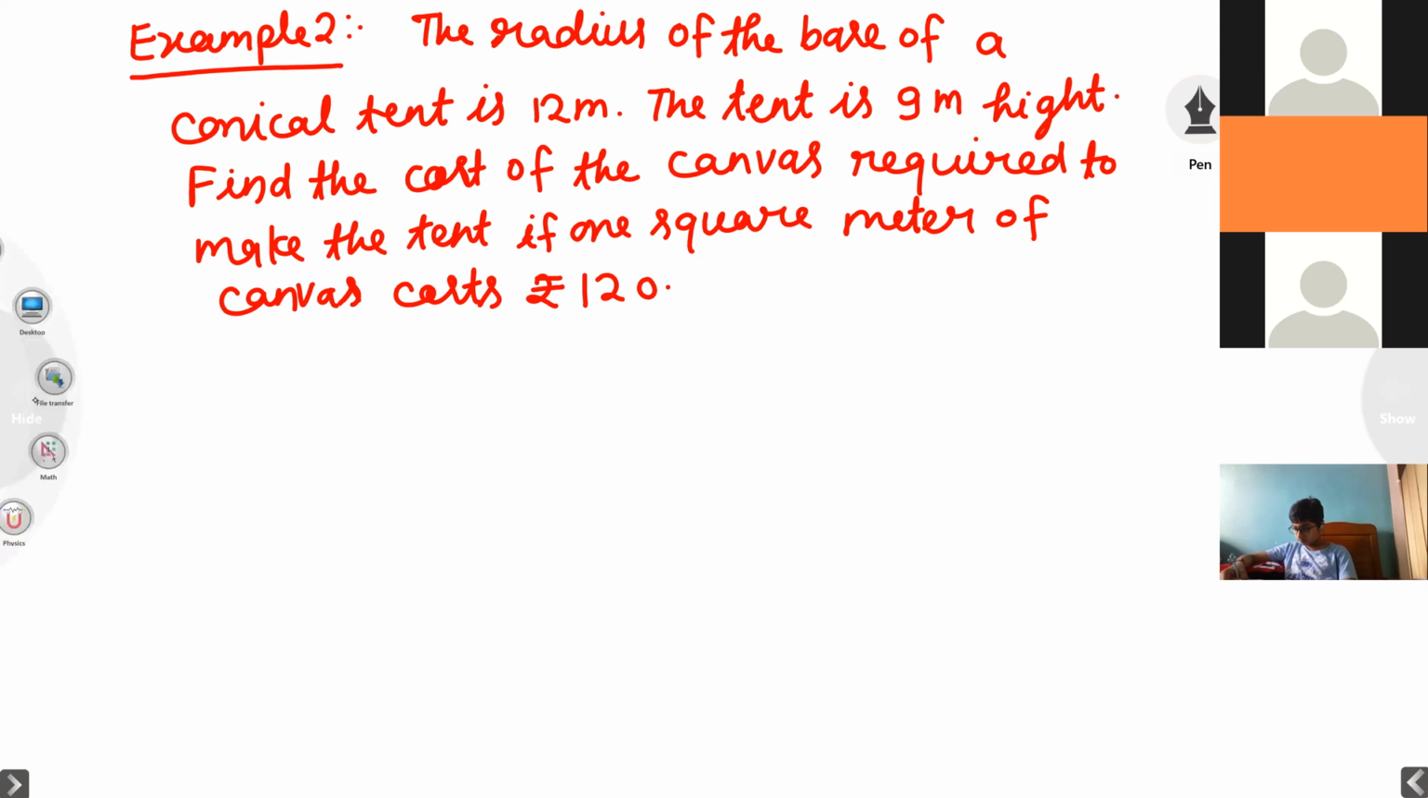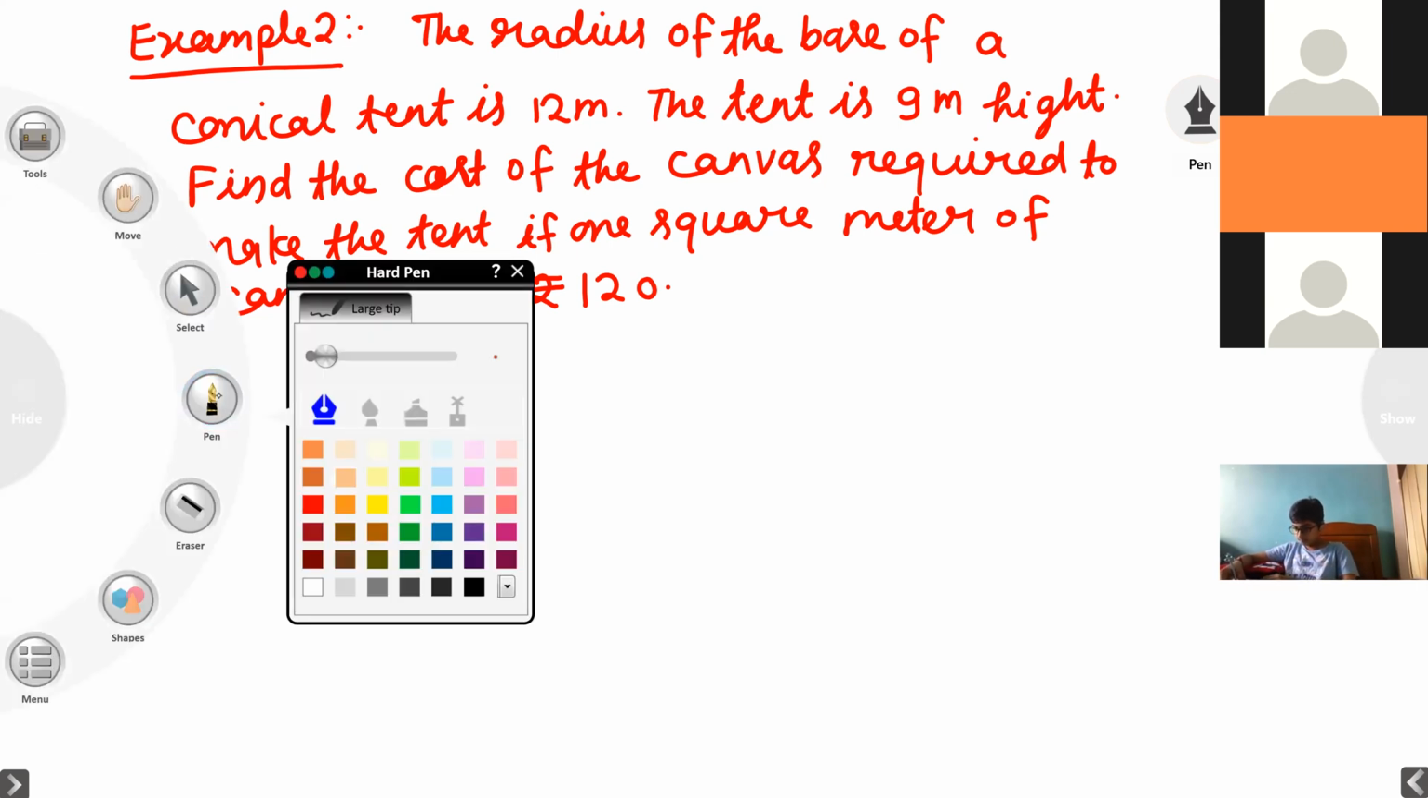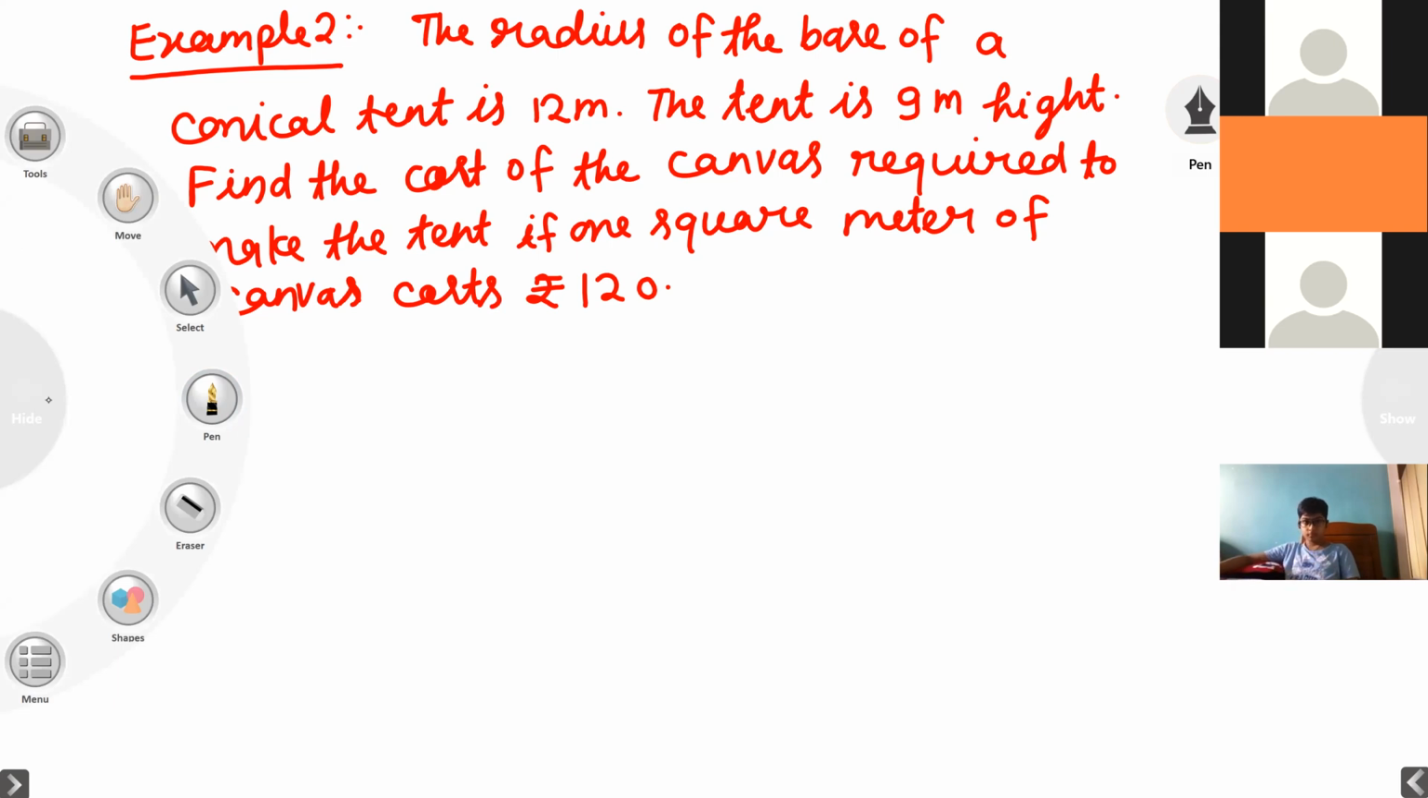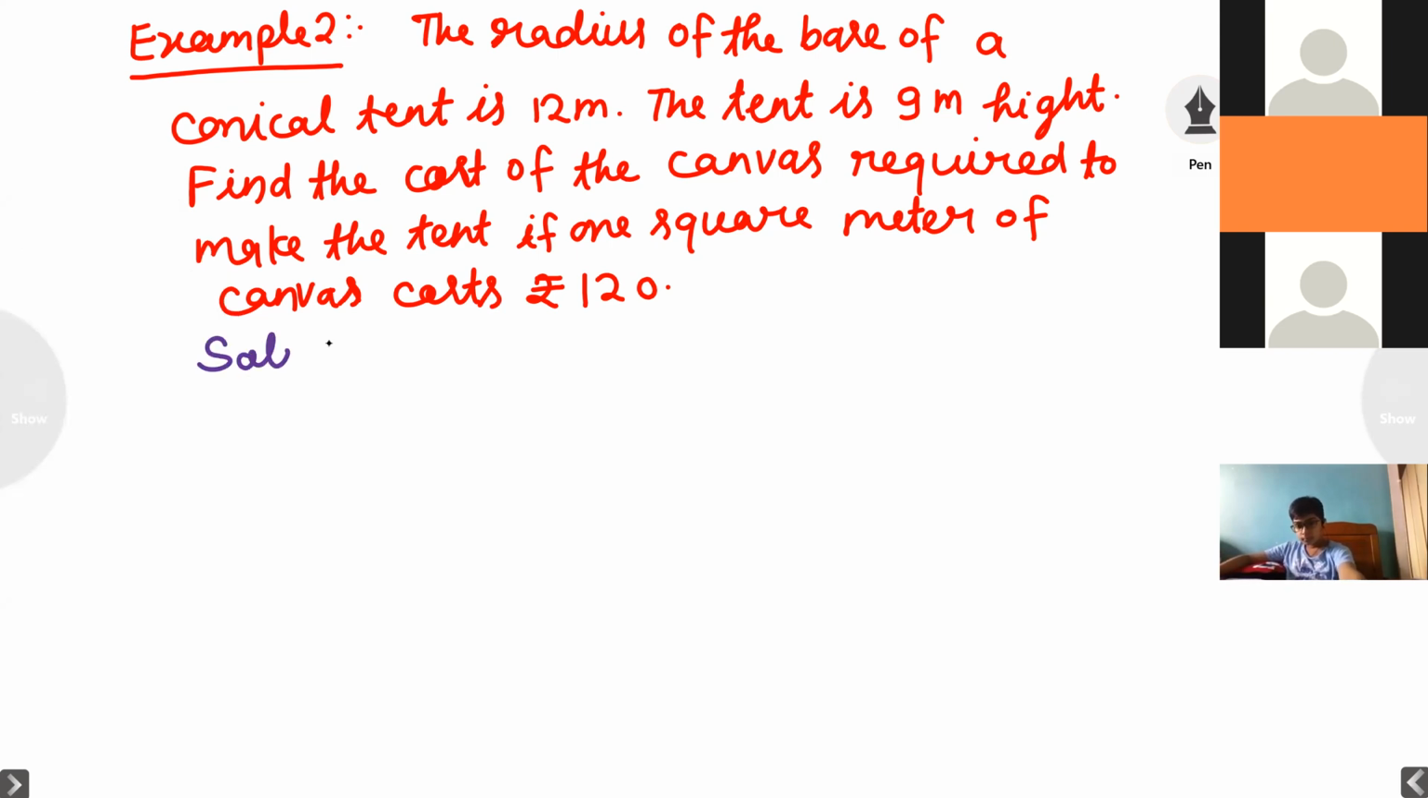Very easy question, students. Nothing is there. Firstly, we have to check which information we are getting in this question. First, he has given radius of the base of the conical tent, radius R is equal to 12 meter. Next, the tent is 9 meter high. Height is equal to 9 meter. After that, he is asking to find the cost of canvas required to make the tent if 1 square meter of canvas cost is 120 rupees.